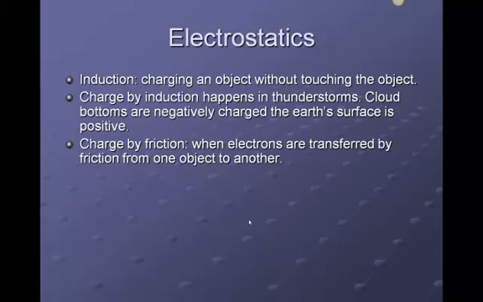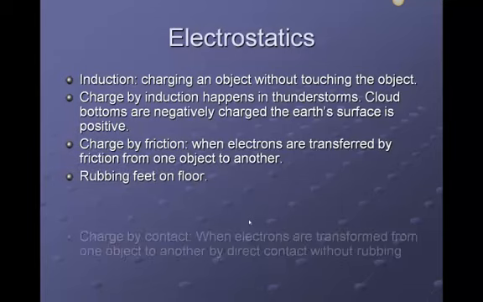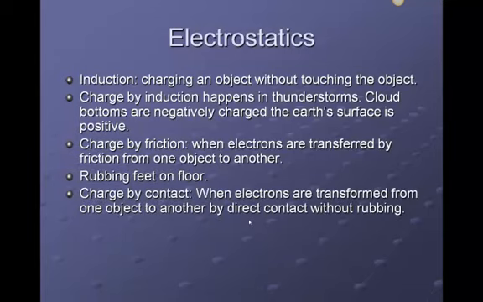Charging by friction is where electrons are transferred by friction from one object to another. This is like when you rub your feet on the floor and you become charged. You touch the door and you get shocked. That's charging by friction. And then charging by contact, when electrons are transferred from one object to another by direct contact. This is basically whenever you touch something and the charge flows from one to another. It's not really a shock. It's basically just the charge transferring out of you. If you have more questions on these, I'll be glad to talk about these in class.